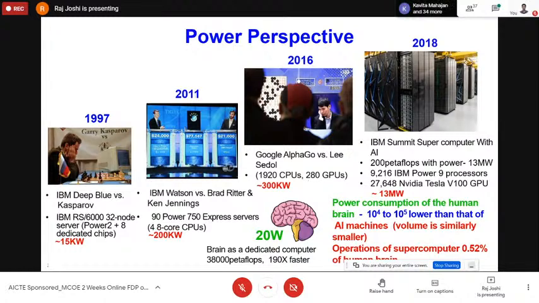Now look at the GPUs which were used here. These are NVIDIA GPUs, 28,000 GPUs from NVIDIA, and 9,000 IBM processors. So they waste too much power.